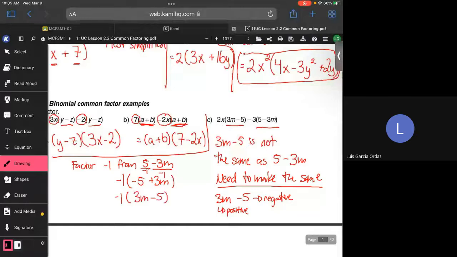Does that look the same now? Because I need to make 5 minus 3m the same as 3m minus 5. Okay? I can't factor in this question yet because 3m minus 5 and 5 minus 3m, they're not the same.